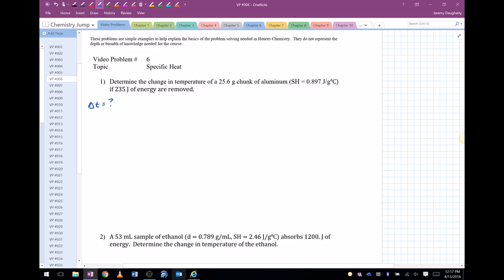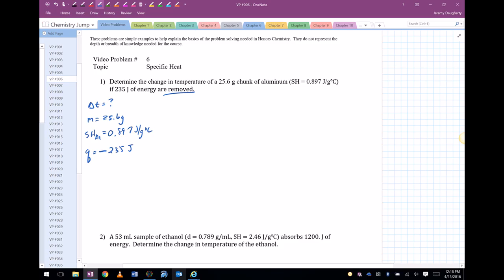So my mass is 25.6 grams. It gives me the specific heat capacity of aluminum, which is equal to 0.897 joules per gram degree Celsius. If 235 joules of energy are removed, then my Q is equal to negative 235 joules, because I'm giving that off, so it's going to be negative. I'm going to end up with less energy than what I started out with.